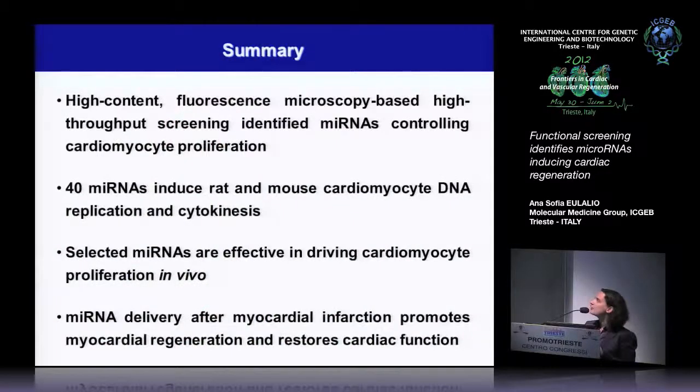So to summarize, I've shown you that we have performed high-content fluorescence microscopy-based high-throughput screening to identify microRNAs which might regulate cardiomyocyte proliferation. And using this approach, we identified 40 microRNAs which increase proliferation of both rat and mouse cardiomyocytes. And I've also shown you that we have selected 2 microRNAs for in vivo study, and that both of them are very effective in driving cardiomyocyte proliferation, and more importantly, that the delivery of these microRNAs after myocardial infarction not only restores cardiac function, but also induces myocardial regeneration.